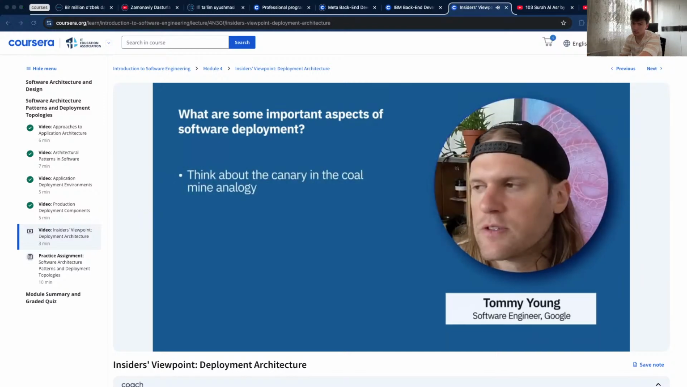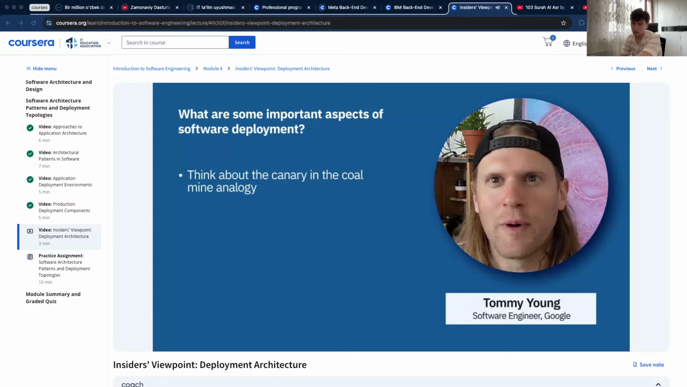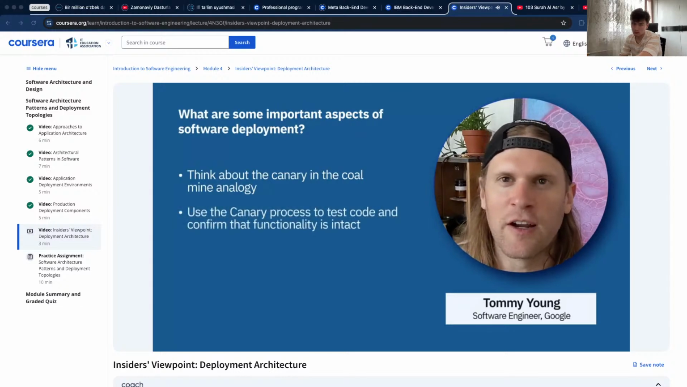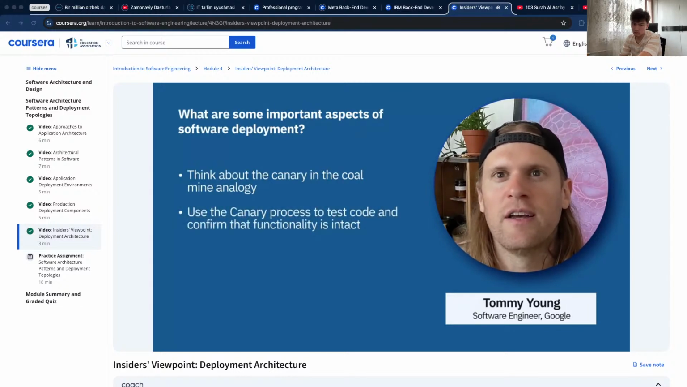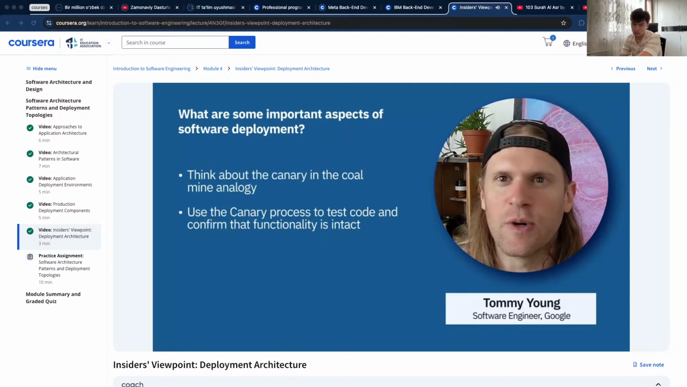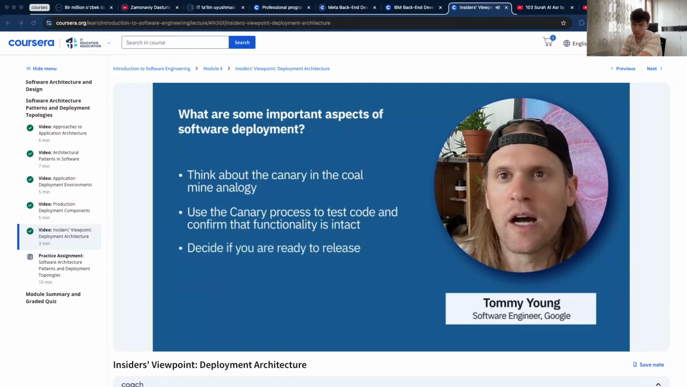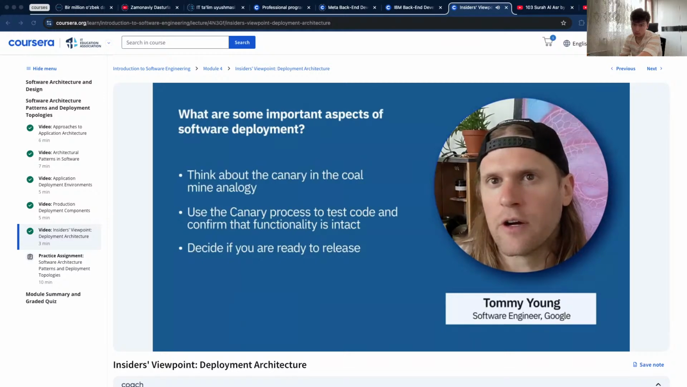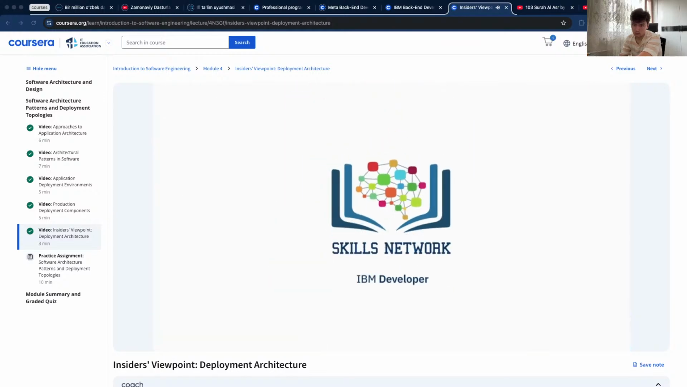You need to think about whether you want to do canarying. There's a canary in a coal mine analogy. So there's a process called canarying where you try to roll out new code and test whether it's going to blow things up or break things. And you need to think about how quickly you need to release or not, how quickly you may need to roll back your code or not.